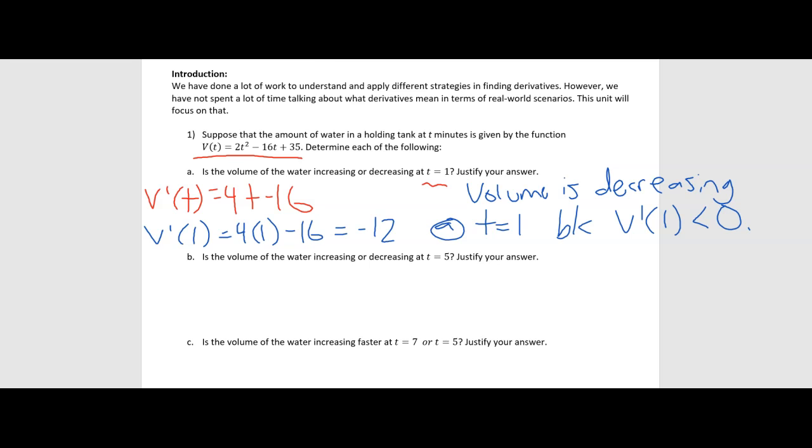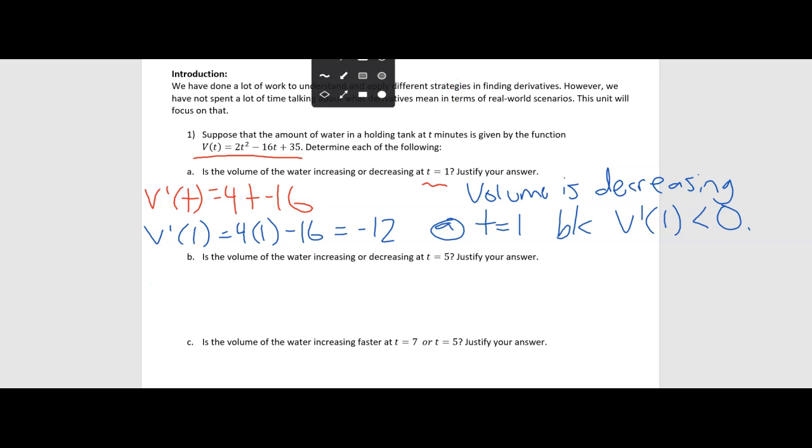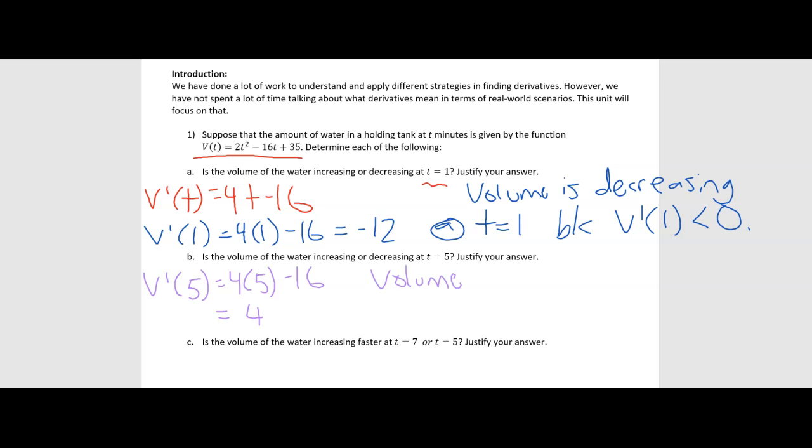All right, moving on to part B. It says, is the volume of the water increasing or decreasing at t equals 5? Justify your answer. Well, we've already found the first derivative, so we're just going to substitute in 5 this time for t. So I get v prime of 5 gives us 4 times 5 minus 16, and that gives us positive 4. So we would say volume is increasing at t equals 5 because v prime of 5 is greater than 0.